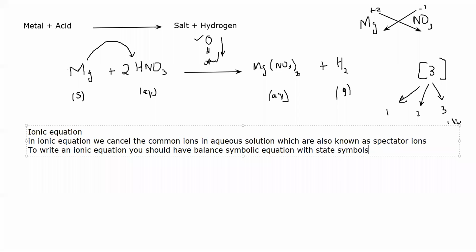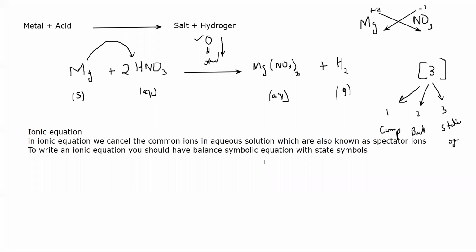So to write an ionic equation, you should have a balanced symbolic equation with the state symbols. How to write an ionic equation? It's very simple. What we do in an ionic equation, we cancel the common ion in aqueous solution. First thing, what are the things which are aqueous? If I want to write the ionic equation, first I should have a balanced symbolic equation.